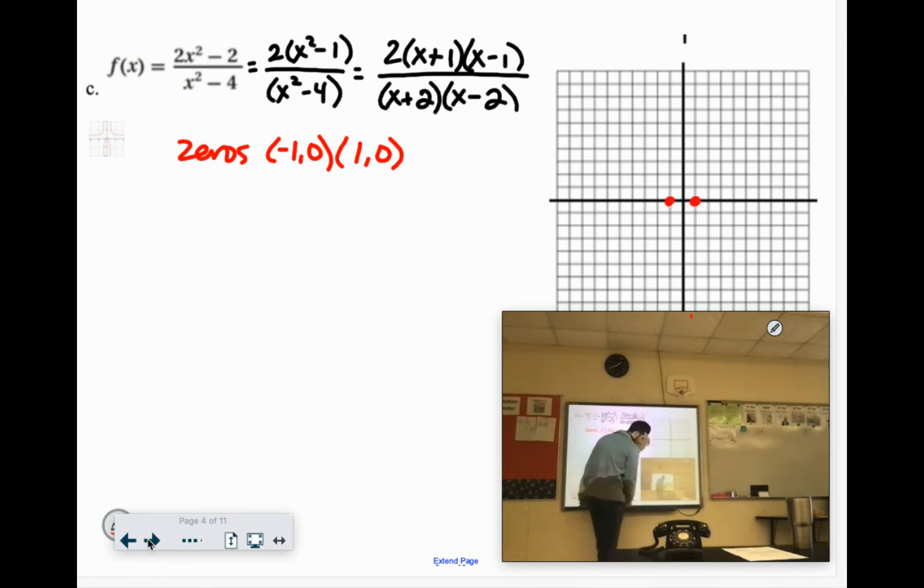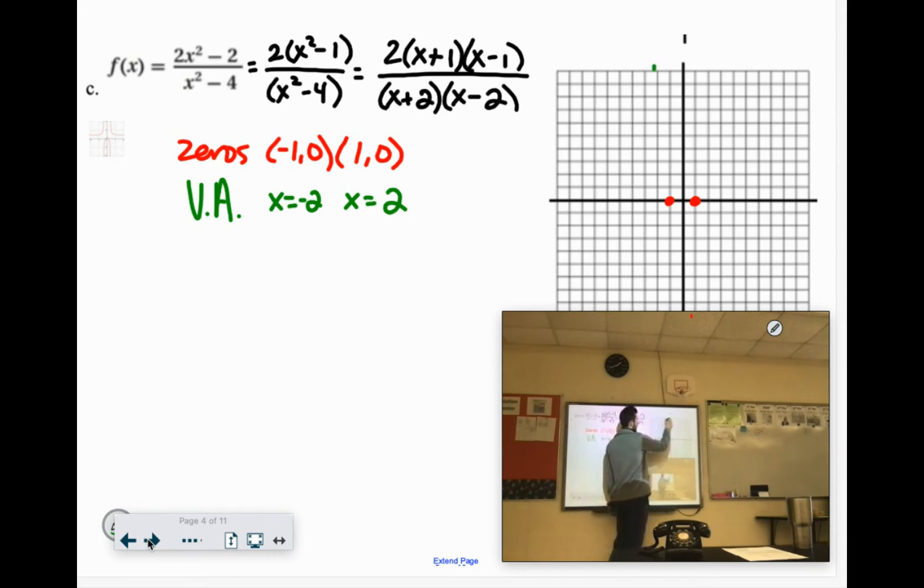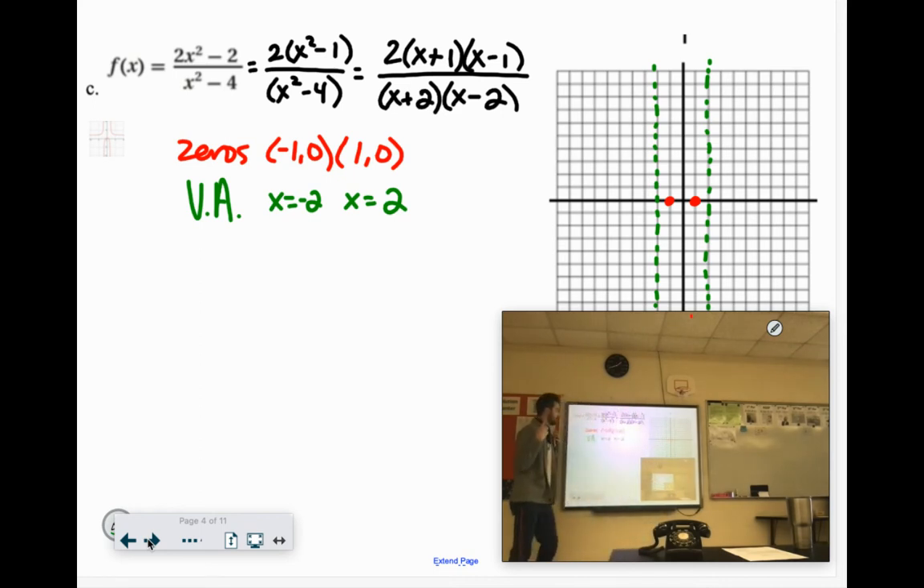The denominator tells us the vertical asymptotes, which would be negative 2 and positive 2. We haven't had two asymptotes before. So this is going to divide our graph into many other chunks. We were dealing with 4 different places.